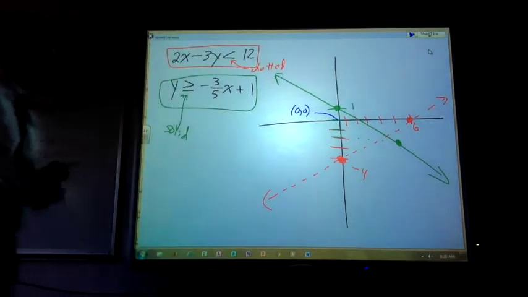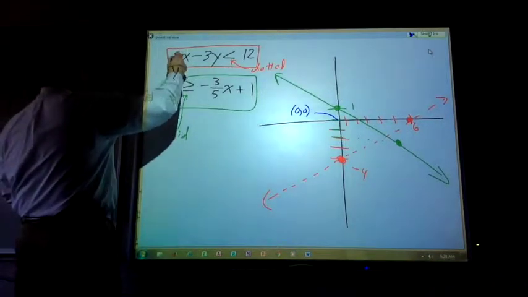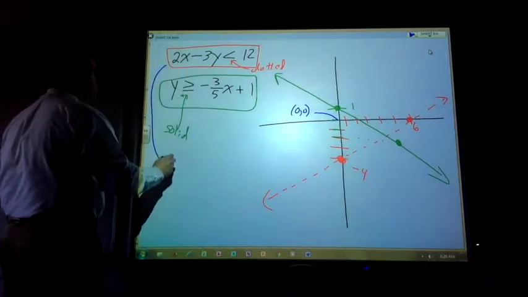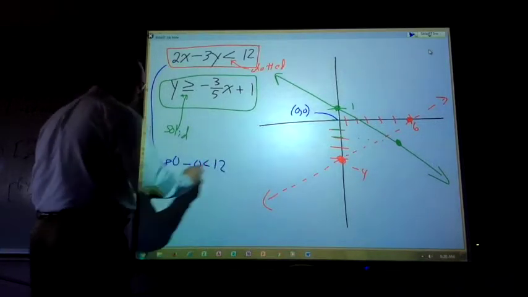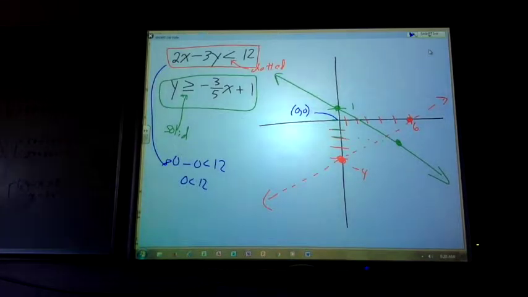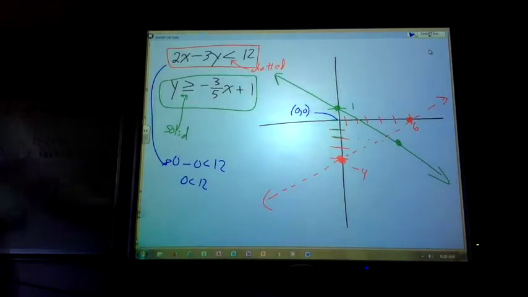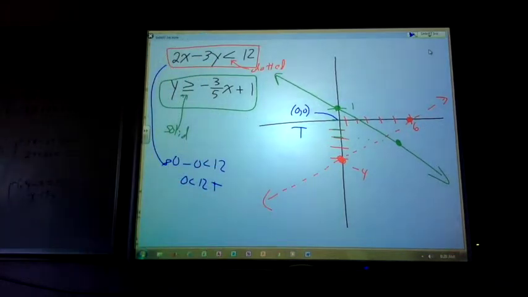All right, so I'm going to take 0, 0 and plug it in. So if I plug 0, 0 in here, I get 2 times 0 minus 3 times 0 is less than 12. Mackenzie, is 0 less than 12? Yeah, so that's true. Okay, so it gave us one true so far. Hopefully if it gives us a second true, we will shade that region. If it doesn't, we need to go seek it out.